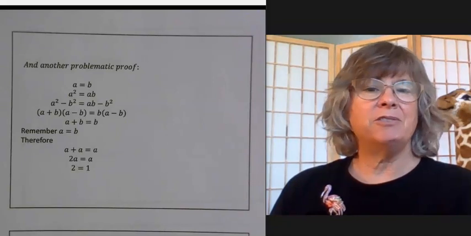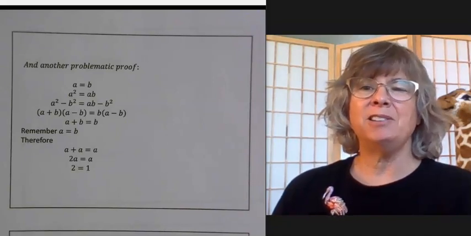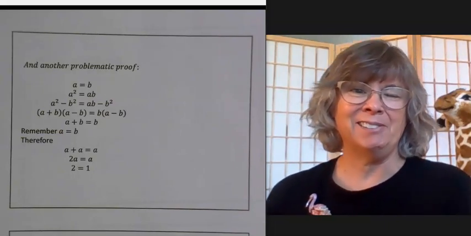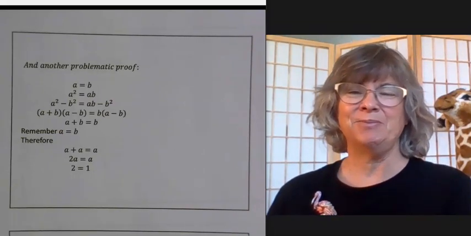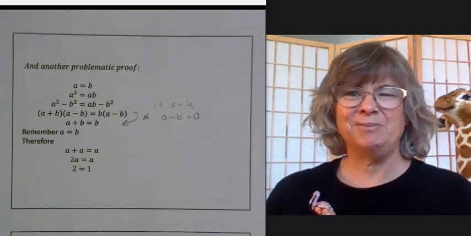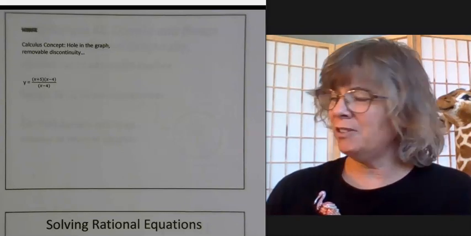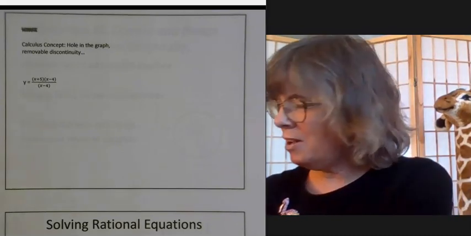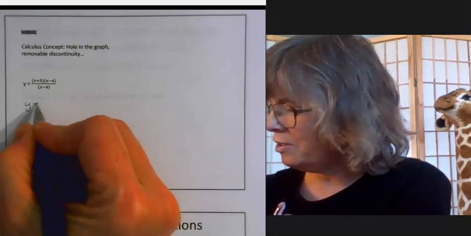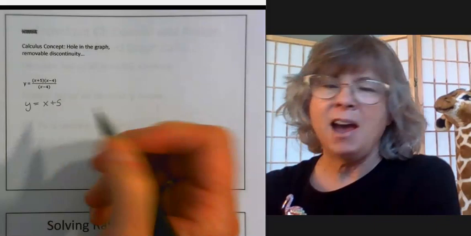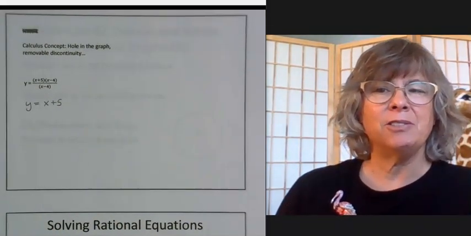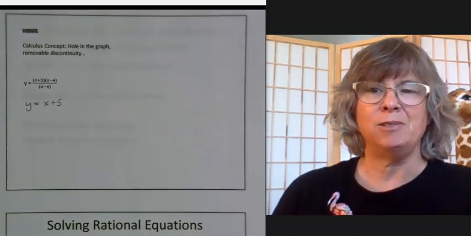Here's another proof of 2 equals 1. See if you can find the place where, I betcha we divided by 0 here. See if you can find that place. There it is. Hope you found it. And if we consider this function, we might say, okay, that x minus 4 over x minus 4 equals 1, so we can consider this equal to x plus 5. How do you deal with that? This function is not the same as that. It's got one little difference, and that's at the value of x equals 4.